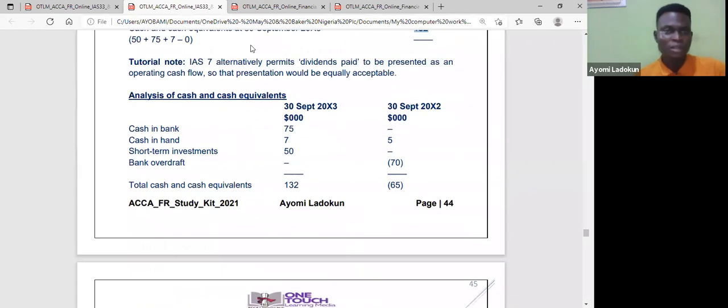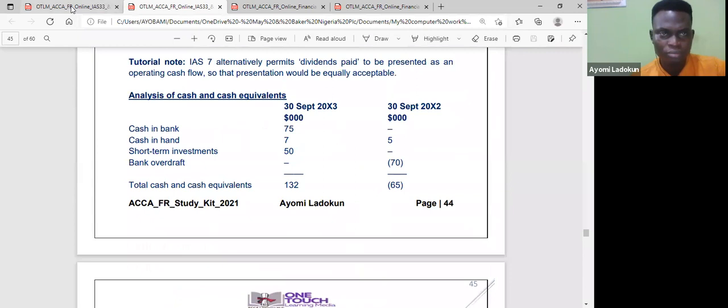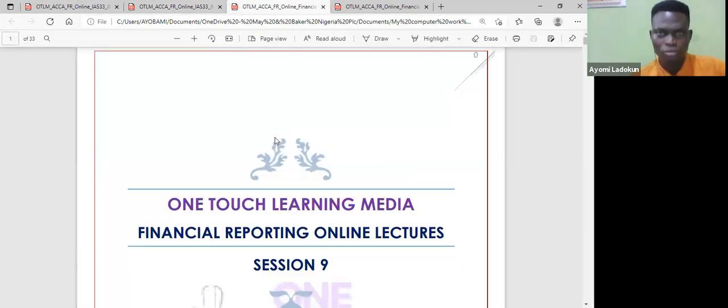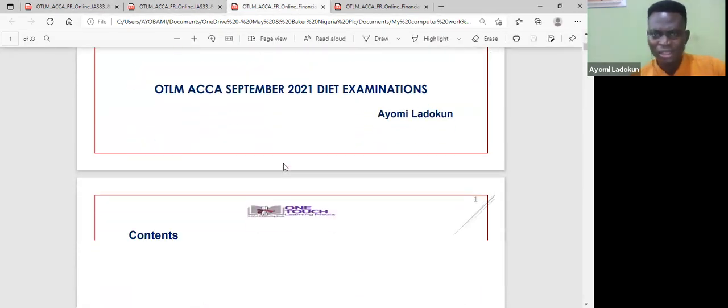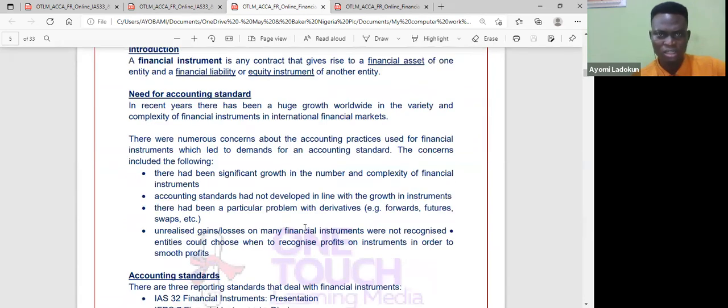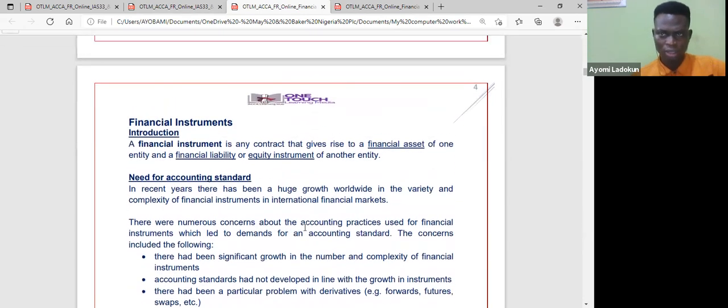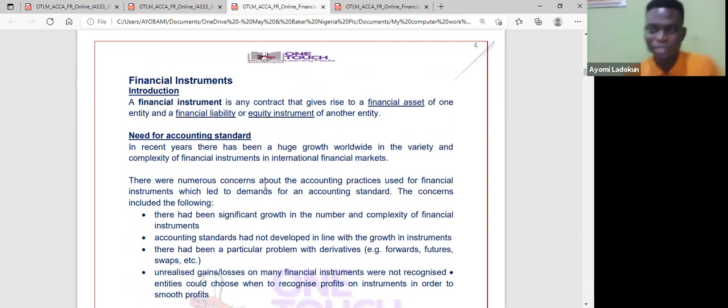Okay, then from there, we move straight to the next section, which is financial instrument. Okay, so let's see how far we can go here, but obviously we needed to finish off.